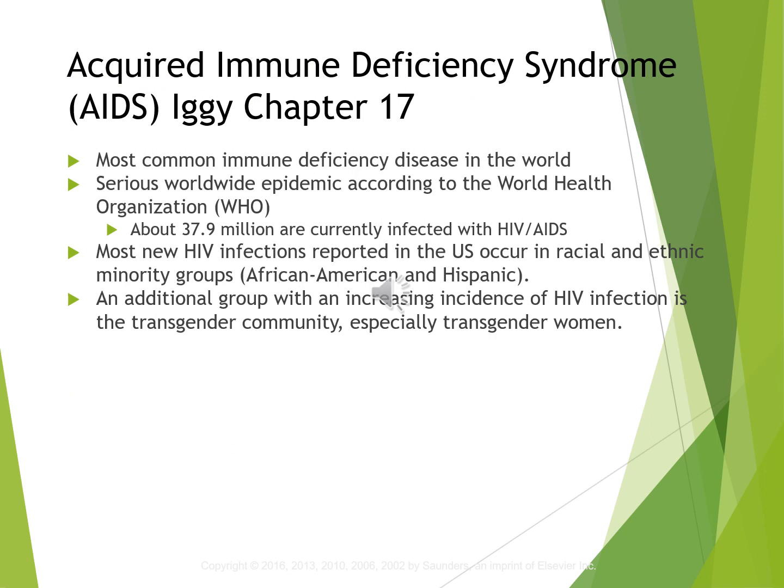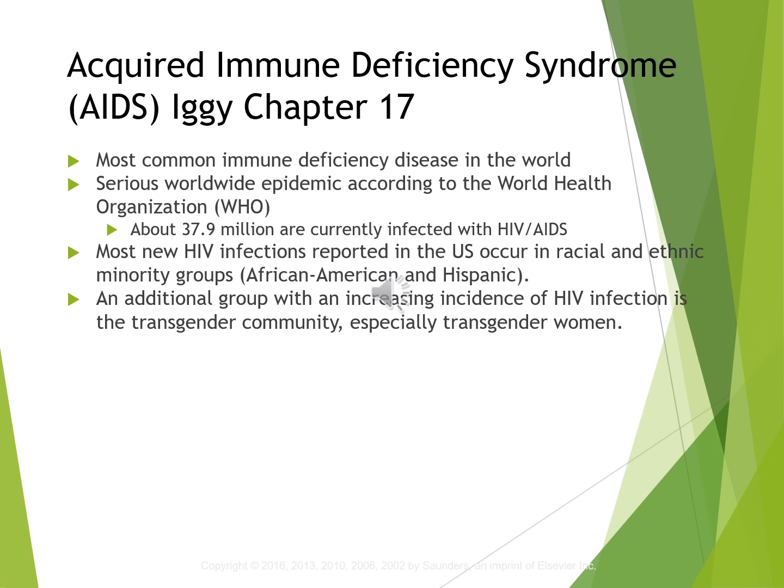So this is some statistical information as it pertains to the AIDS virus itself. It is the most common immune deficiency disease in the world, and you need to think of that worldwide. It's not just something that happens in the United States. It is considered a serious worldwide epidemic according to the World Health Organization, or WHO. About 37.9 million people are currently infected with the HIV virus or have already converted over to AIDS.